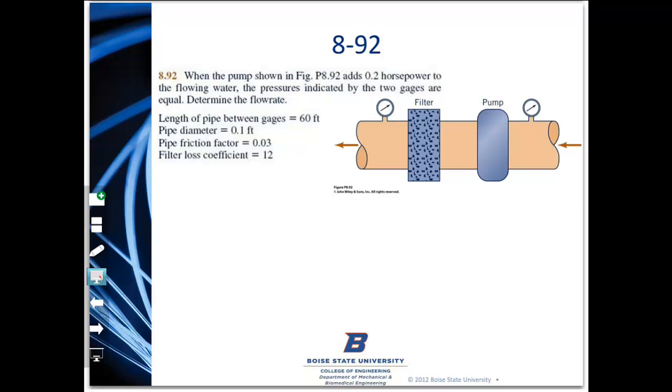this is problem 8.92. When the pump shown in this figure adds 0.2 horsepower to the flowing water, the pressures indicated by these two gauges are equal.